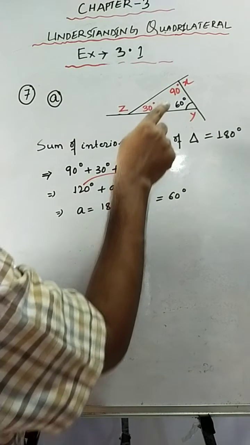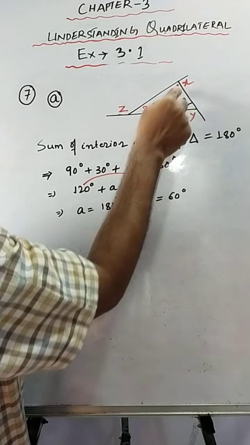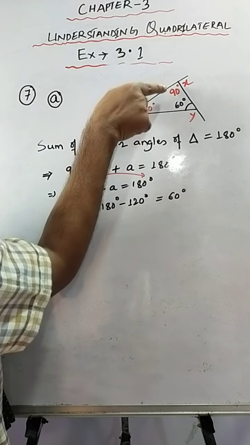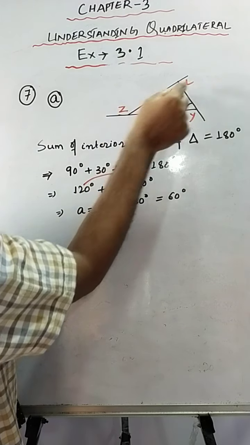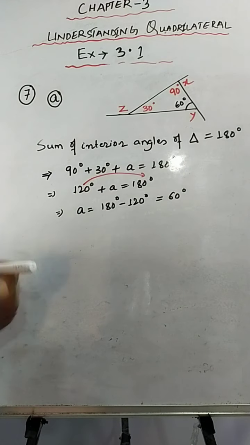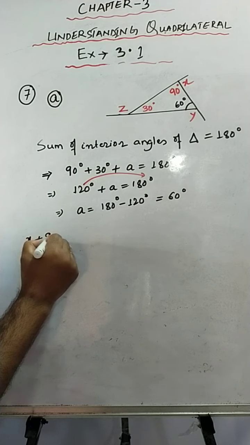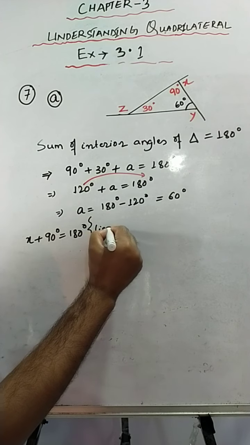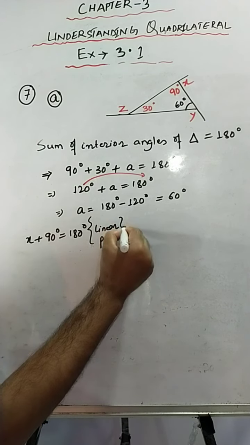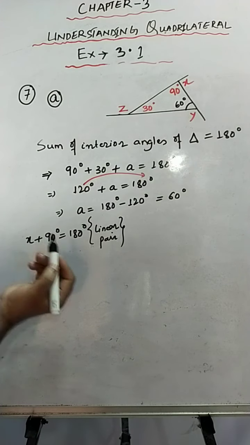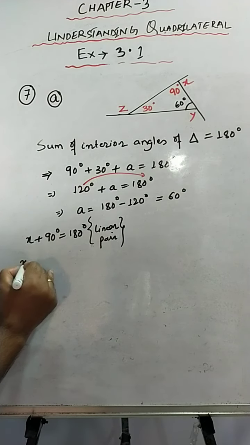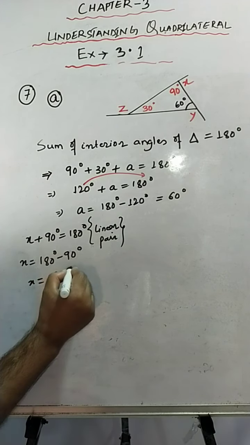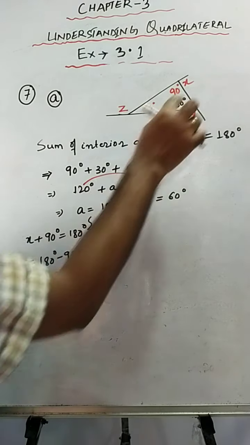Now carefully observe, students. These two angles, that is x and 90 degree, are on the straight line, isn't it? So we can also say that x and 90 are the linear pair. So the sum of these two angles will be equal to 180 degree. We'll write it down: x plus 90 degree is equal to 180 degree, and the reason is linear pair. Now how to get the value of x? Definitely we have to transpose 90 towards the right hand side. So x equals 180 minus 90 degree, so x equals 90 degree. Right? So the value of x is 90 degree.